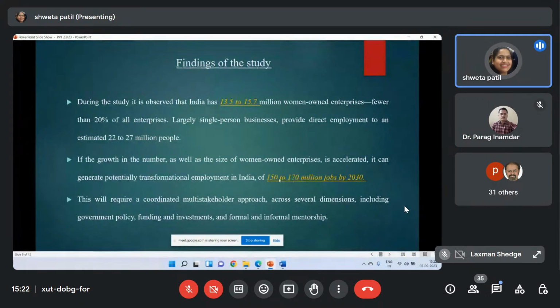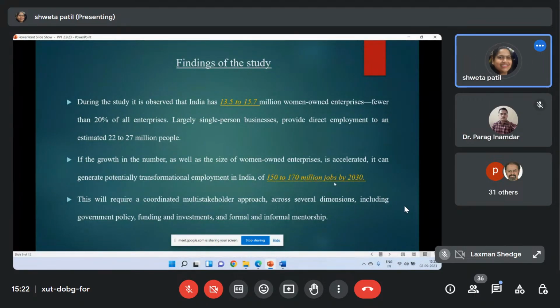Again, if we speak about the social contribution of these enterprises, it potentially transforms employment in India, because it is projected that by 2030 they would have almost 150 to 170 million job opportunities. So this is a huge number, and we can surely say that this is going to lead to social contribution towards their engagement in this area.